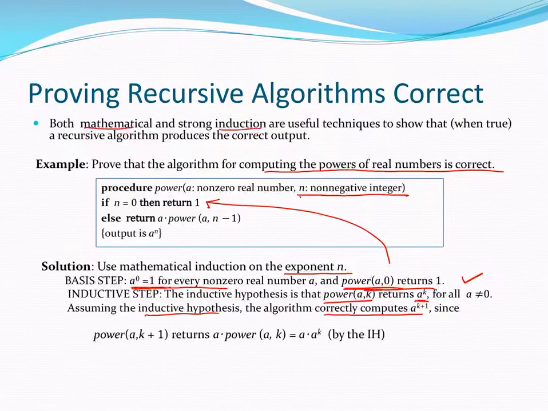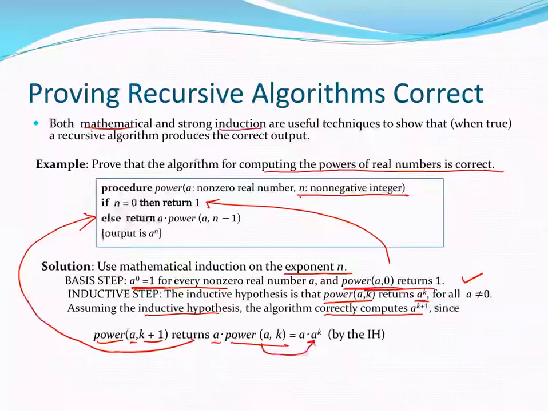Well, let's call the procedure. Power of a and k plus 1 by construction returns a times power of a and k right here. But by the inductive hypothesis, power of a and k is equal to a to the k. And then finally, I can multiply a times a to the k to get a to the k plus 1, and my inductive step is complete. And we proved this algorithm true using mathematical induction.